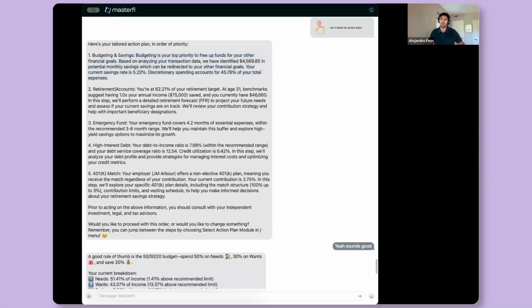After that, in my case, it's showing me my retirement. Okay, next priority. I don't have a lot of high interest debt, so that's why you see that lower. But my retirement is not quite on track with a benchmark. Again, everyone's different, but the point here is trying to drive that action as the next priority. And then it goes from there.